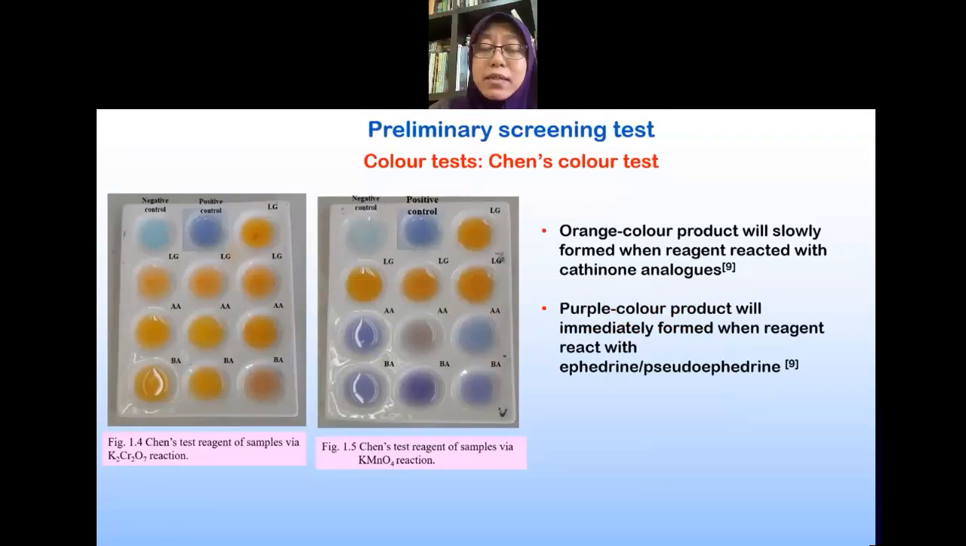Result and discussion. The result of the Chen's color test in figure 1.4 shows that all the oxidized pseudoephedrine, regardless of their sources, via the potassium dichromate reaction produce an orange color product when reacted with Chen's reagent. However, for samples from the potassium permanganate reaction, only samples from the black grape precursor produce an orange color product. The formation of the orange color product is the positive indication of the presence of cathinone analogs in the sample.